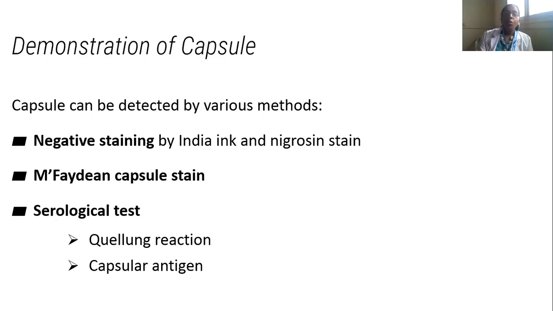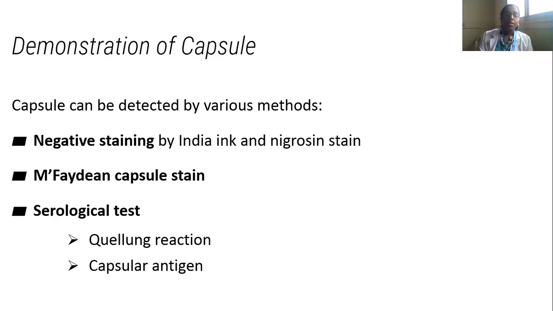So how do you demonstrate the capsule? The capsule cannot be seen with the Gram stain. It can be stained with negative stains like India ink and nigrosin. Next, McFadyean's capsule stain is another stain where you can see this. Then we have the serological test, that is the Quellung test, Quellung reaction, and capsular antigen.